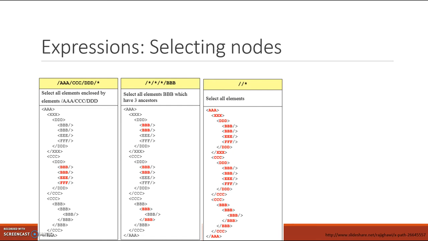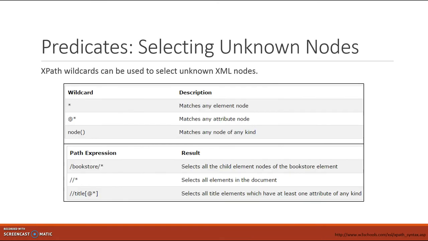The star, or asterisk, selects all elements located by preceding paths. You can see over here that this wildcard asterisk matches any element node. And you can combine it with others to find attributes, or attributes within a tag as well.